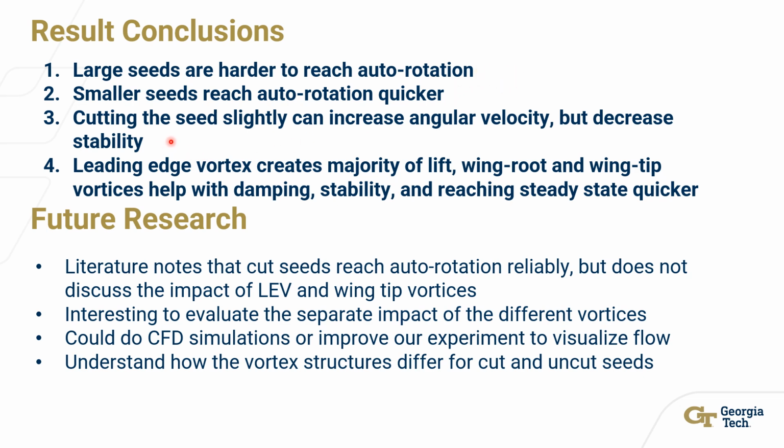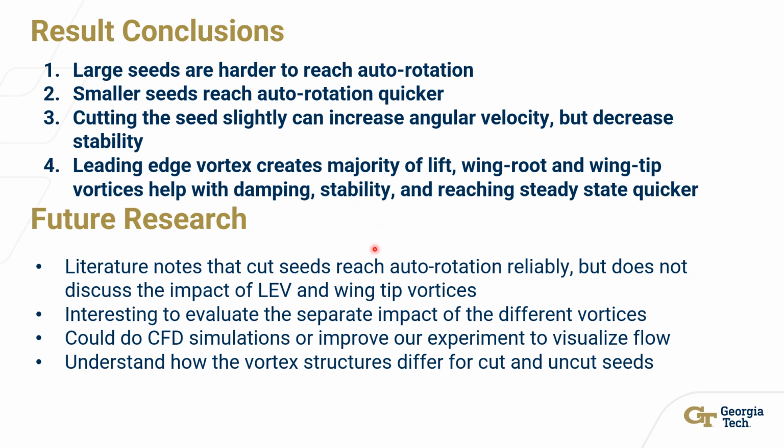We also notice that cutting the seed slightly can increase the angular velocity, but it decreases stability. And the fourth observation is connected to the third one, and this is a novel observation: it seems that leading edge vortices are what creates the majority of lift, and the wing root and wing tip vortices help with damping, stability, and reaching steady state quicker.